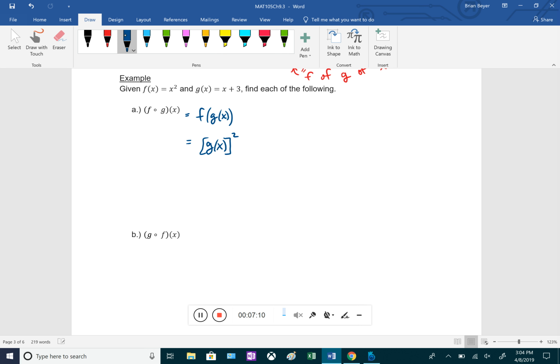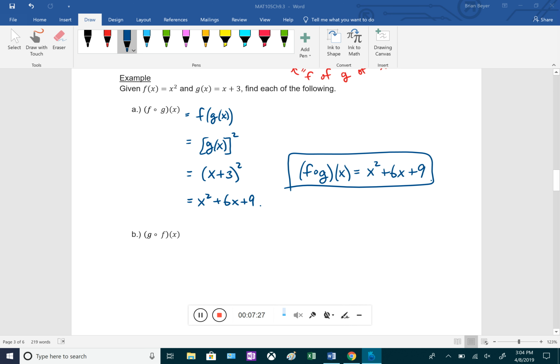So now we can actually plug in g of x. It's x plus 3 squared. So we can take this and expand it out. We would FOIL it and get x squared plus 6x plus 9. Okay, so that's the composite function f of g of x.